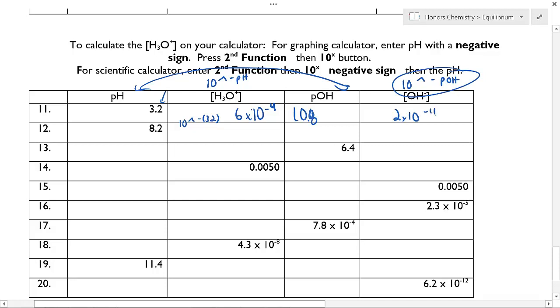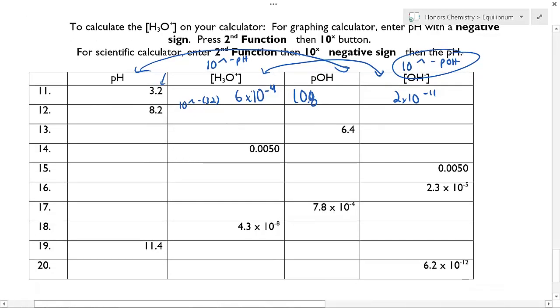Or you could do what we did in the last problem, the last part of the worksheet, and since you know H3O plus and you know Kw, you could find OH minus that way. So there's a couple of different ways to do this. And so what I want you to do is go through and try to figure out how you're going to go between these. And I hope that this was helpful.